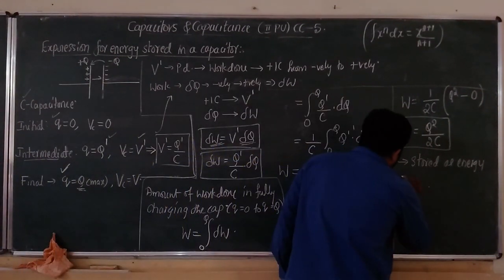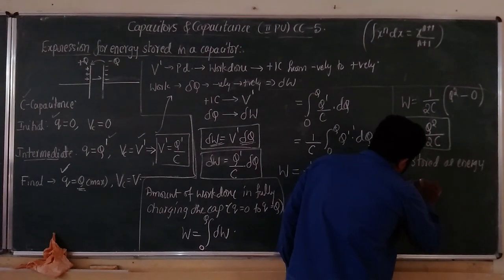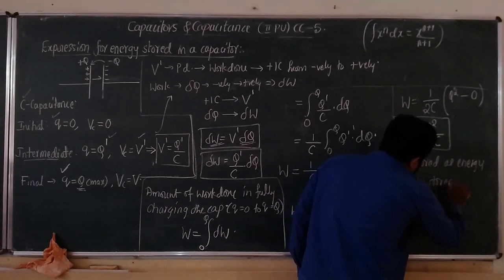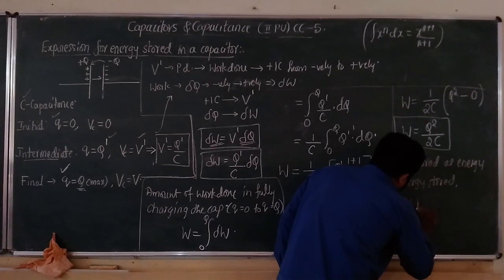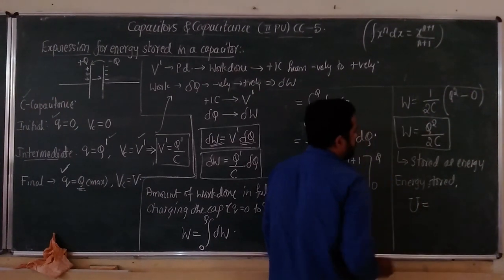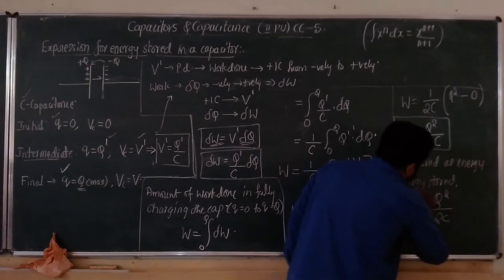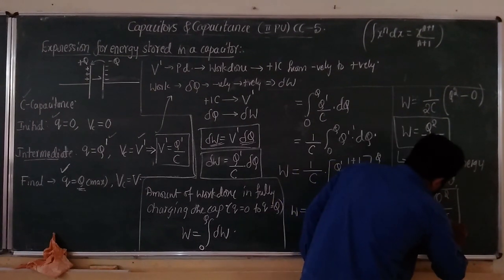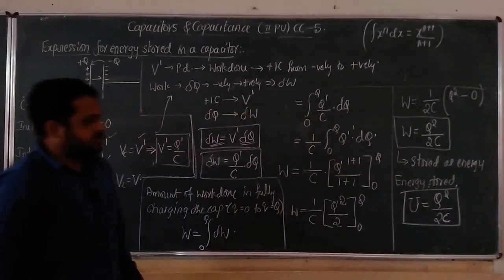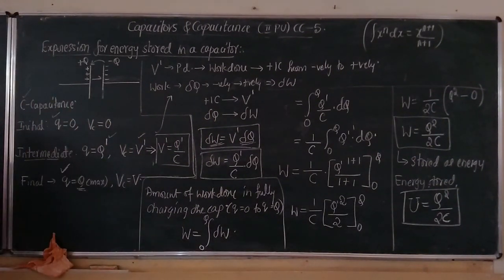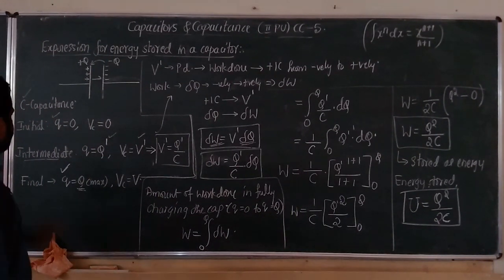Therefore, the energy stored in the capacitor, represented by U, is given by U equal to Q square divided by 2C. This is the expression for energy stored in a capacitor, Q square divided by 2C, where Q is the amount of charge stored in the capacitor and C is its capacitance. I think it is clear.